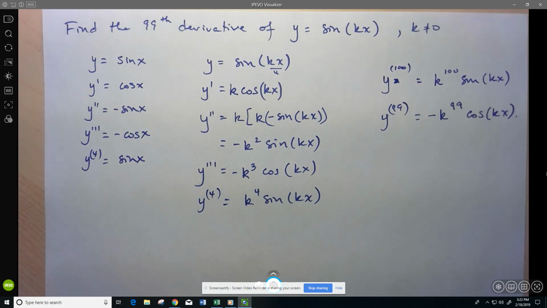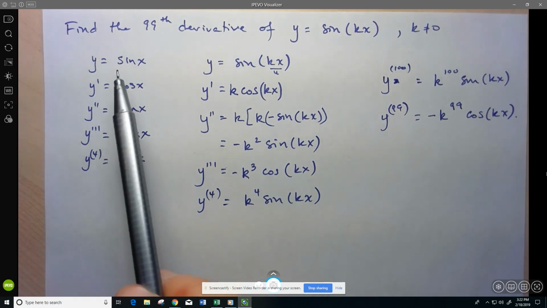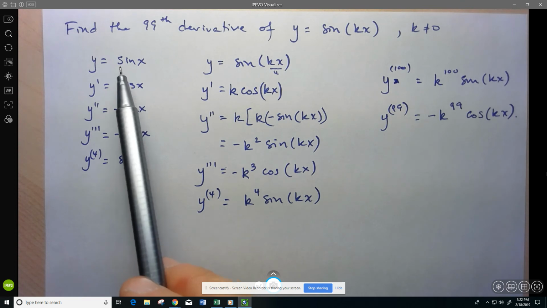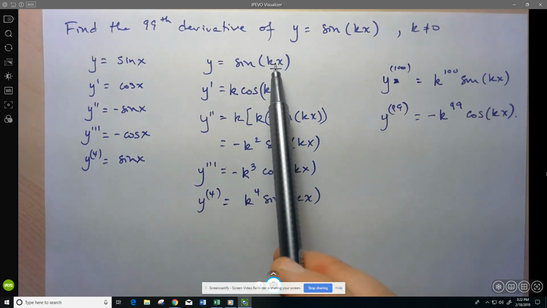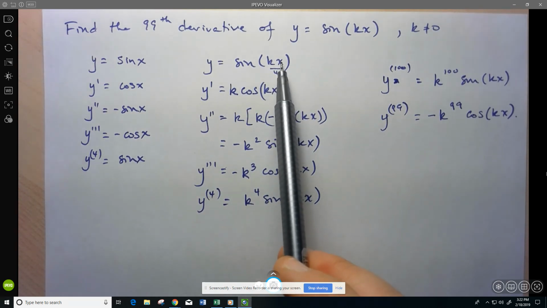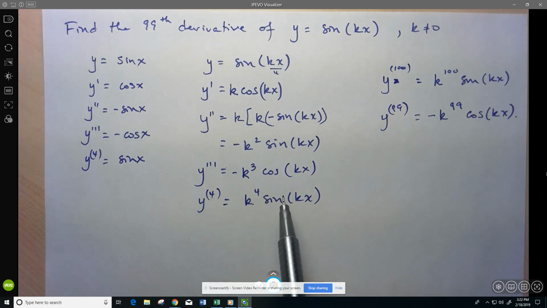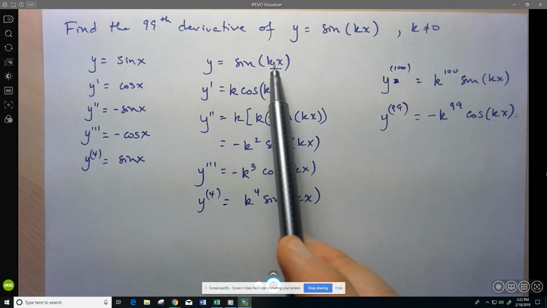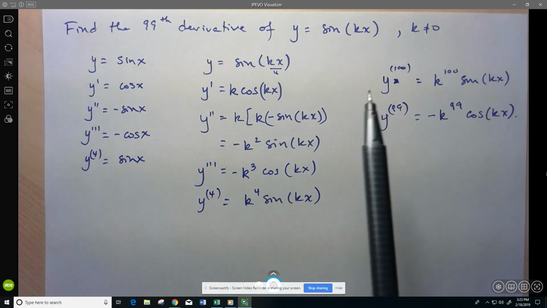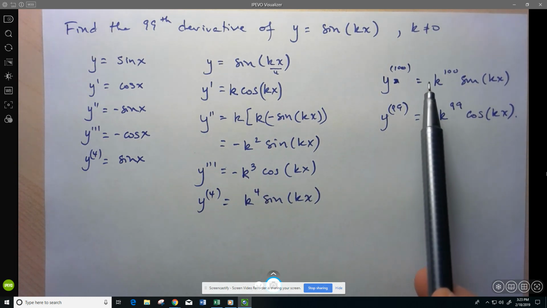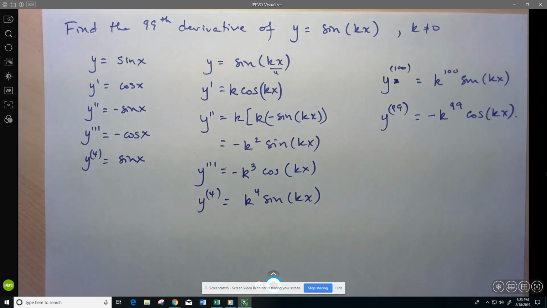So just to recap, step number 1 was to realize this pattern that the derivative of sine x repeats itself every 4 derivatives. Once we added this coefficient in front of x, I realized that I had a similar repeating pattern, not quite repeating, but sine of kx after 4 derivatives brought me back to sine of kx, except each time I take the derivative, I get a new factor of k. So that allowed me to reason out the 100th derivative and then the 99th derivative. Okay, that's it for this one.